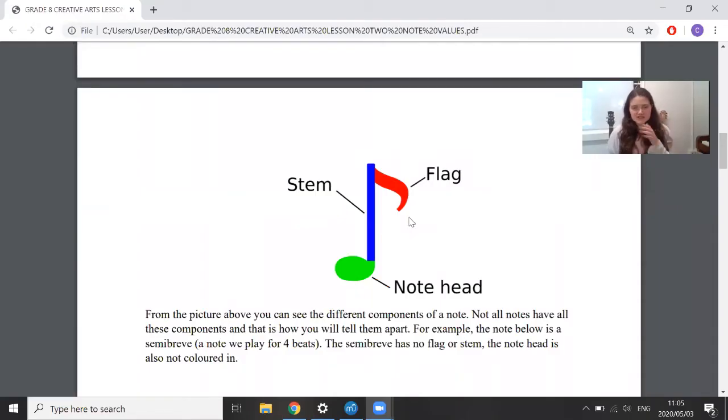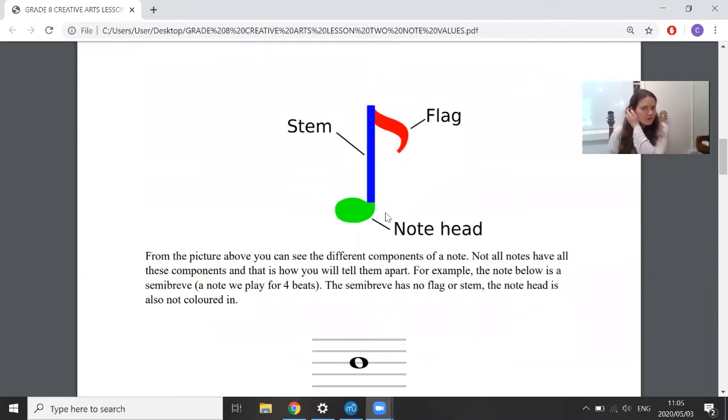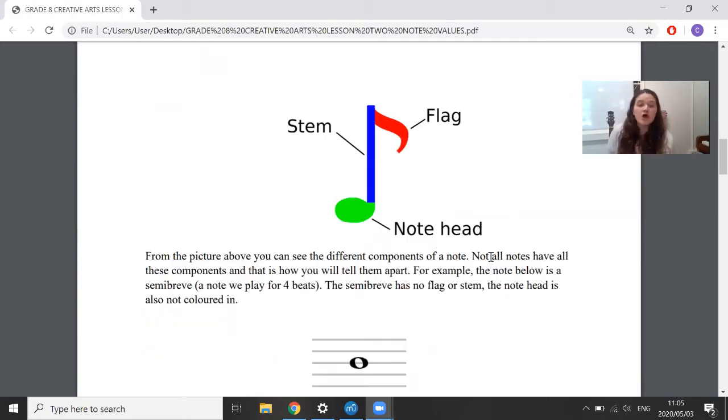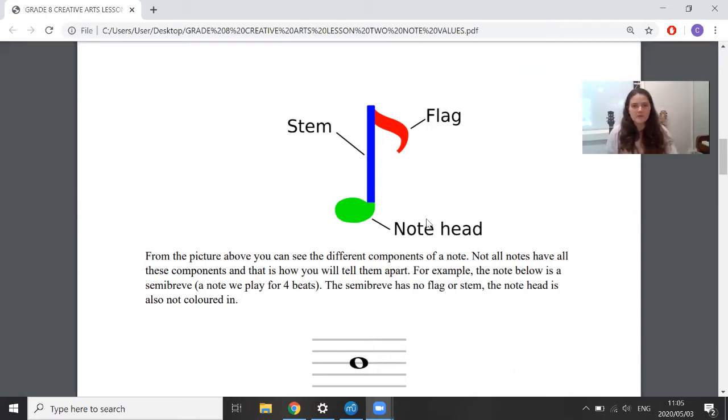I've got this picture here for you: the components of a note. This is quite important because sometimes you get confused, and whenever I ask a question, you just answer that the answer is a semibreve. That can't be the answer to everything in music. Over here, we have a little picture that splits the note into 3 parts. Not all notes will have all 3 components, and they'll be in different ways as well. I've gone through each note and described which components they have and which they don't.